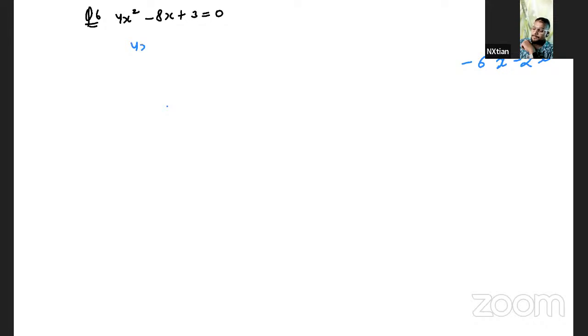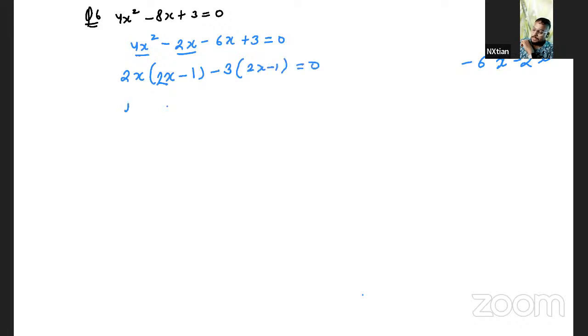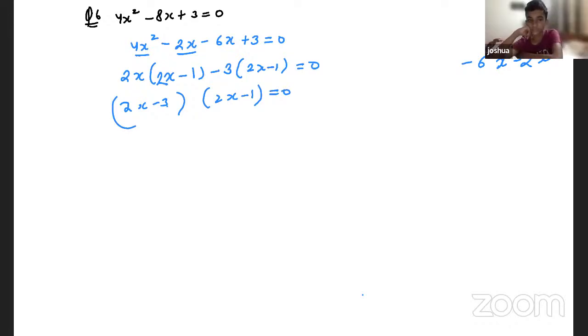So 4x square minus 2x minus 6x plus 3 equals 0. Now we have to take out the common factor, which is 2x. Because both terms have 2x, the x comes out, x minus 2. From this, 3 comes out, and we get 2x minus 1. So x minus 3, 2x minus 1, equal to 0. Understood? Listen, write it down. I'll give you one question.